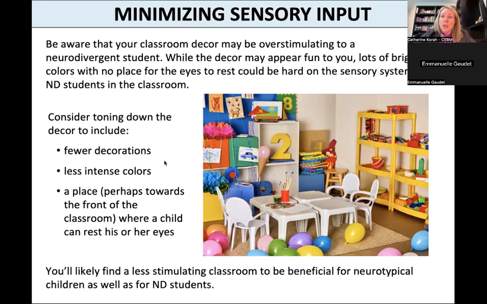Maybe, for those that have a lot of materials, put the materials away in solid bins so there isn't too much distraction from all of the items that are out. Or if you have shelving, maybe have a curtain in front of the shelving to hide the stimuli of all the stuff that's out. You'll likely find a less stimulating classroom to be beneficial for our neurotypical children as well, not just for the neurodiverse children.